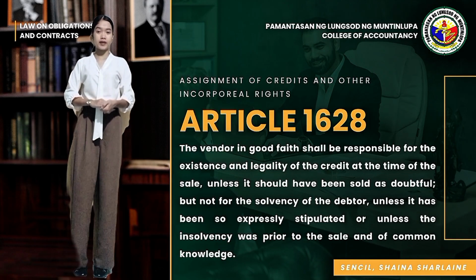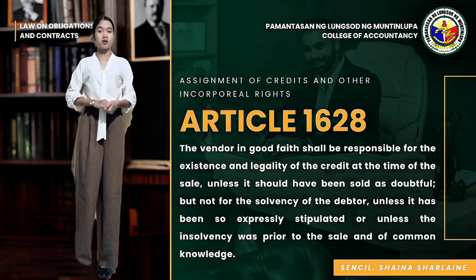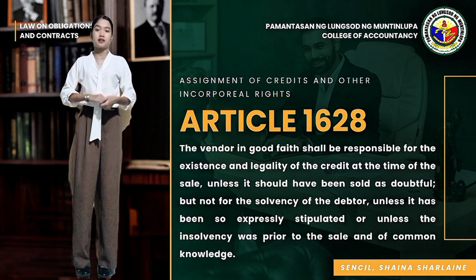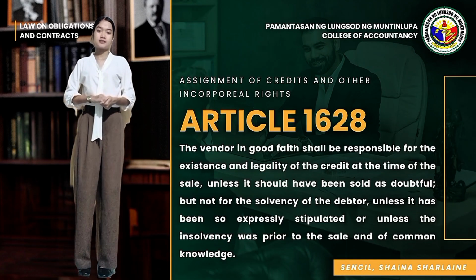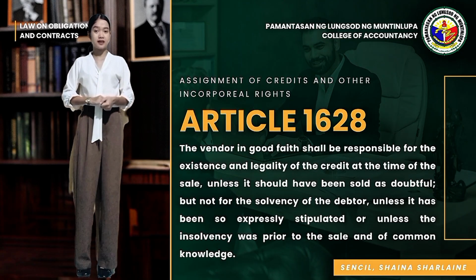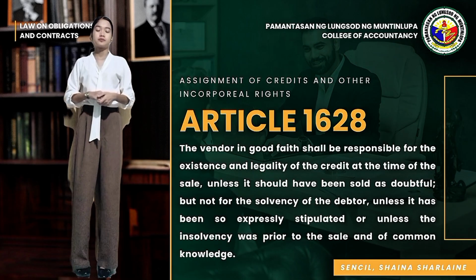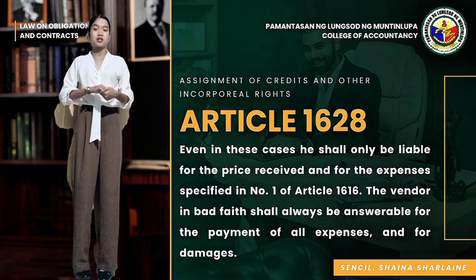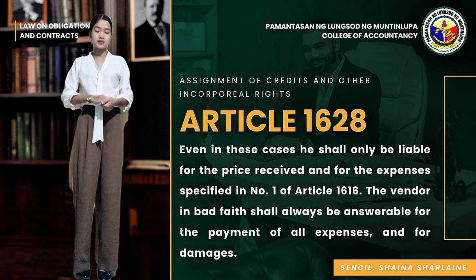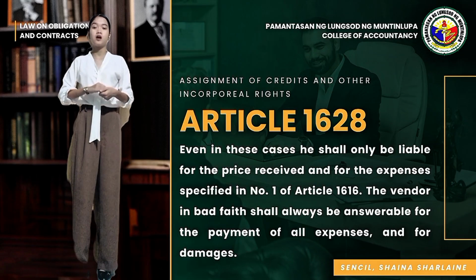Article 1628: The vendor in good faith shall be responsible for the existence and legality of the credit at the time of the sale, unless it should have been sold as doubtful, but not for the solvency of the debtor, unless it has been so expressly stipulated, or unless the insolvency was prior to the sale and of common knowledge. Even in these cases, he shall only be liable for the price received and for the expenses specified in number 1 of Article 1616. The vendor in bad faith shall always be answerable for the payment of all expenses and for damages.